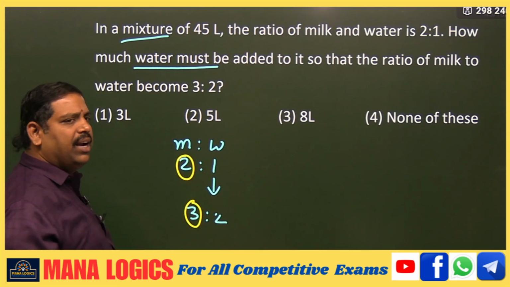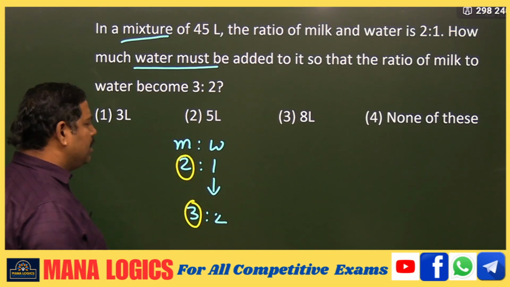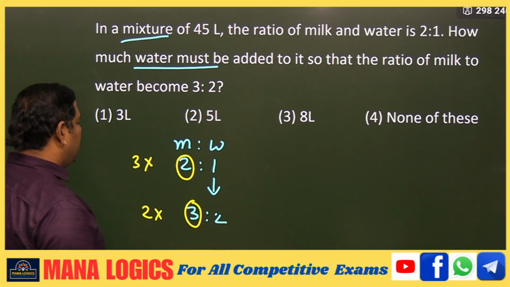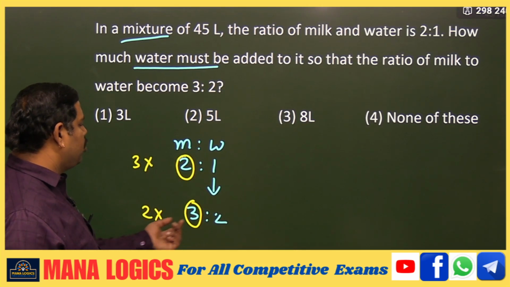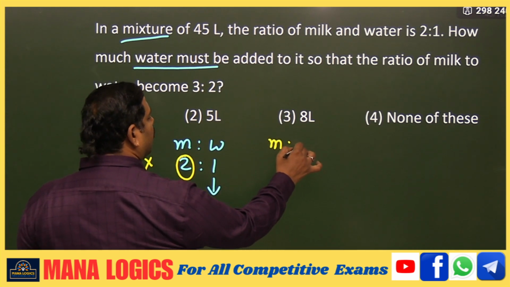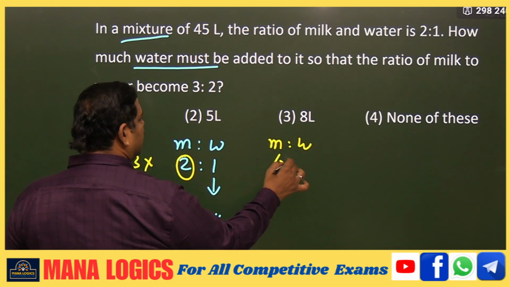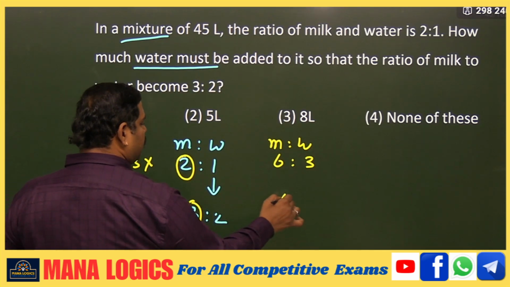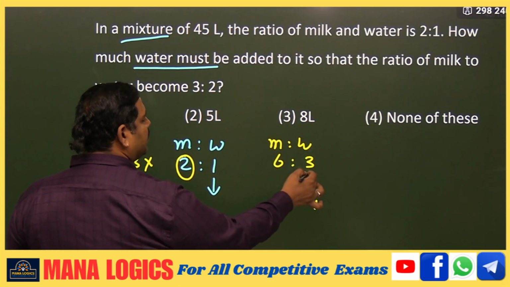To equate 2 and 3, the LCM is 6. So the first ratio needs to be multiplied by 3, and the second ratio needs to be multiplied by 2, both terms in each. Then the ratio of milk to water becomes, initially, 3 2s are 6:3. Finally, 2 3s are 6:2, 2 2s are 4. Now I am happy, sir.